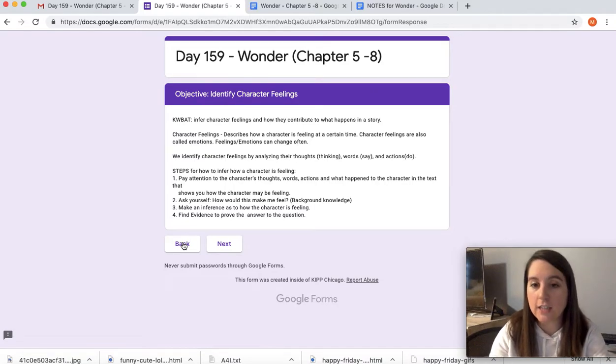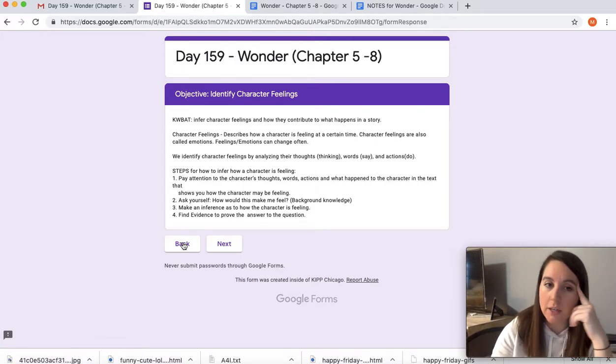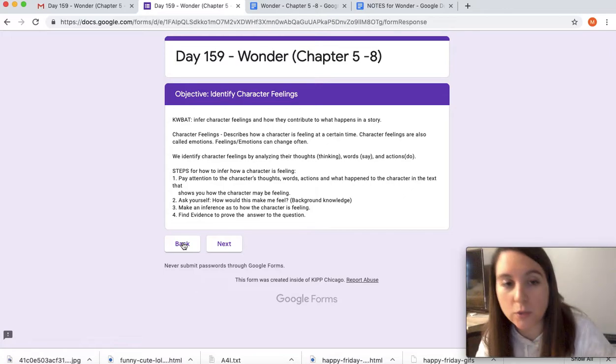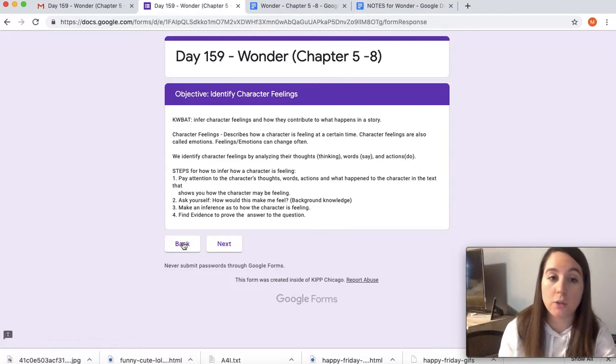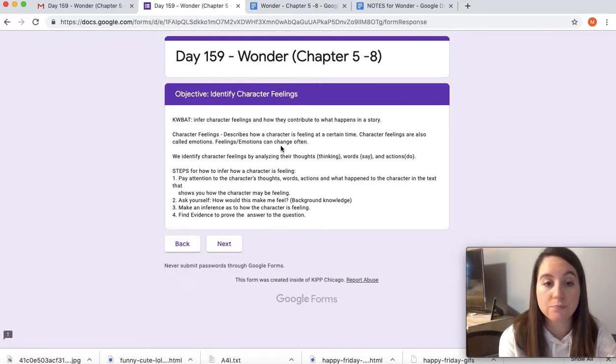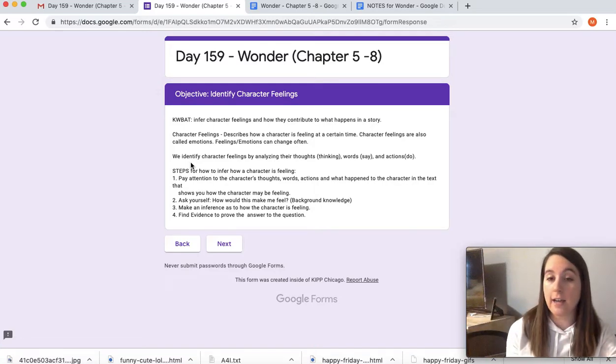So our objective today is we're going to be identifying character feelings. Like we talked about yesterday, August is our narrator. So we're going to be hearing a lot about August's feelings through his thoughts, words, and actions. So I want you to be paying close attention to character feelings in this part of the story. So what are character feelings? They describe how a character is feeling at a certain time. They're also called emotions, and they can change often. And you'll notice that throughout the story, from one chapter to the next, August's feelings might change.